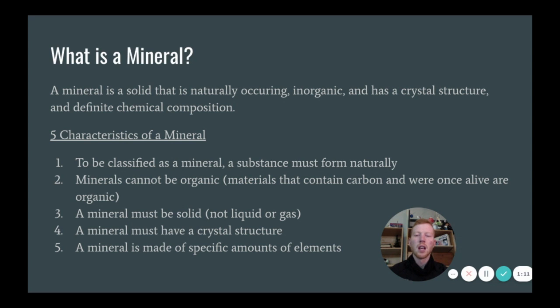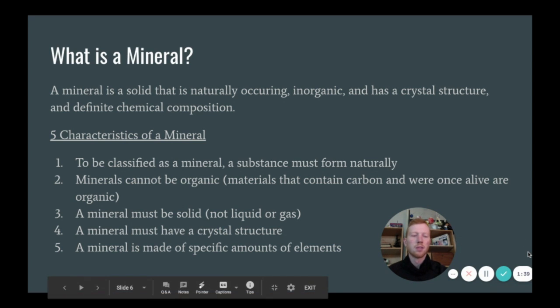Number 3, a mineral must be solid. We've learned about solids, liquids, and gases. A mineral must be solid. It cannot be in a liquid or a gas state. Number 4, a mineral must have a crystal structure. And lastly, number 5, a mineral is made of specific amounts of elements. We've already talked about the periodic table and how that is organized. So a mineral is made up of a specific amount of those elements. Now let me hop over to Google Classroom and explain your project.